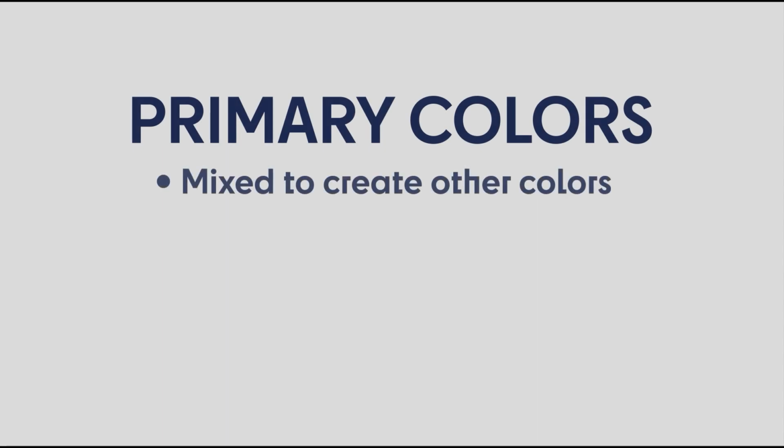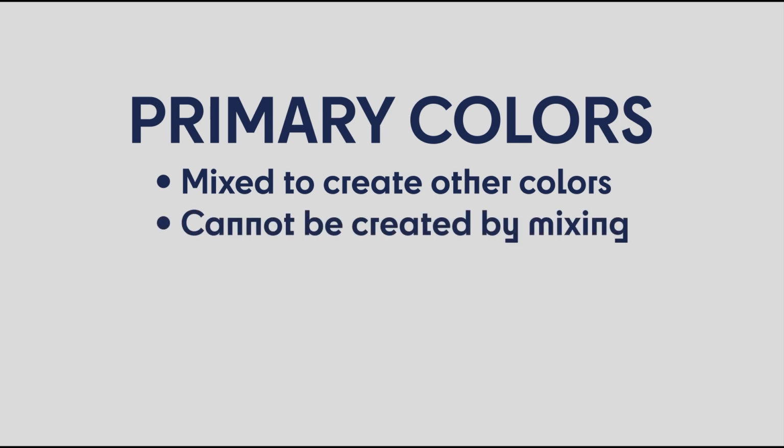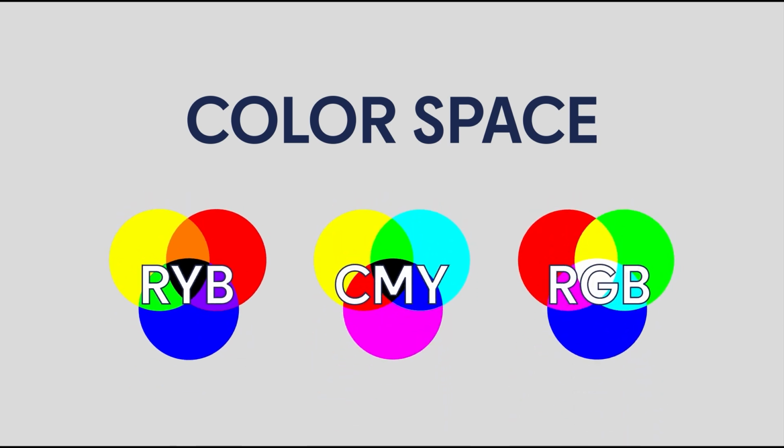The foundation of any color theory is the primary colors. These are the colors that will be used to mix all the other colors, and cannot be made by mixing other colors. The range of colors that can be created by any given set of primaries is called a color space. In modern color theory, there are three main color spaces, each derived from a different set of primaries. They all serve different purposes and are useful in different situations.